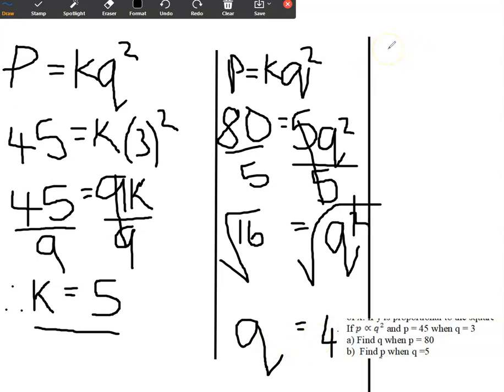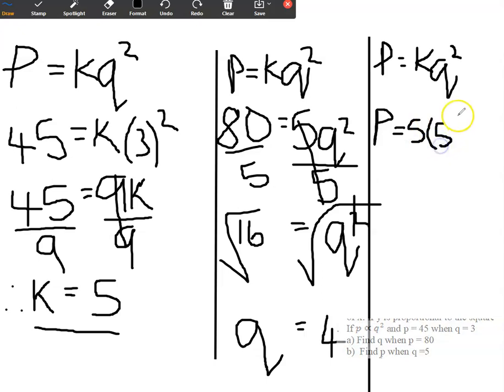Alright, next question. Find the value of P when Q is 5. So, again, we start off with our general equation. P equals KQ squared. Substitute what we know. Remember, the K is constant. So, we want to know P when K is 5, and it says when Q is 5. So we're going to have 5 squared here. So 5 squared, 25, multiplied by 5, 125.